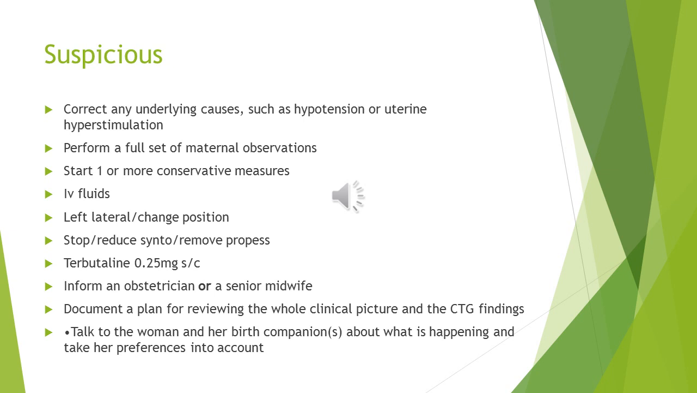However, if you have a suspicious CTG, you need to correct any underlying cause first, like hypotension or uterine hyperstimulation. You need to perform a full set of observations: temperature, heart rate, blood pressure, respiratory rate, and then start one or more of these conservative measures, which are IV fluid and left lateral position, because this will help to improve the blood supply to the baby, and accordingly can help to improve the fetal heart rate.